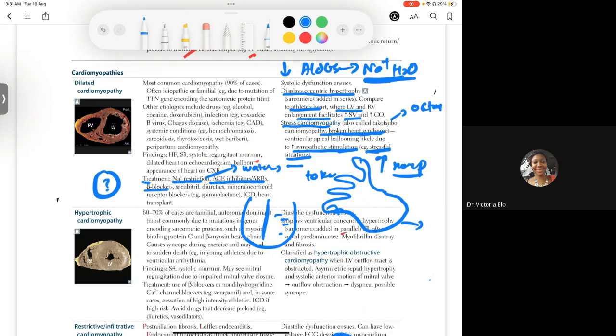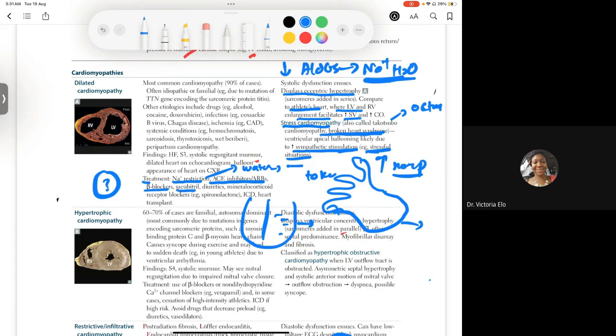Similarly, beta blockers can be given. Why? We don't need the heart to pump more, to work more, because it's already dilated cardiomyopathy, it's a pathology. So we would just slow down the activity of the heart in order to avoid heart failure, right?